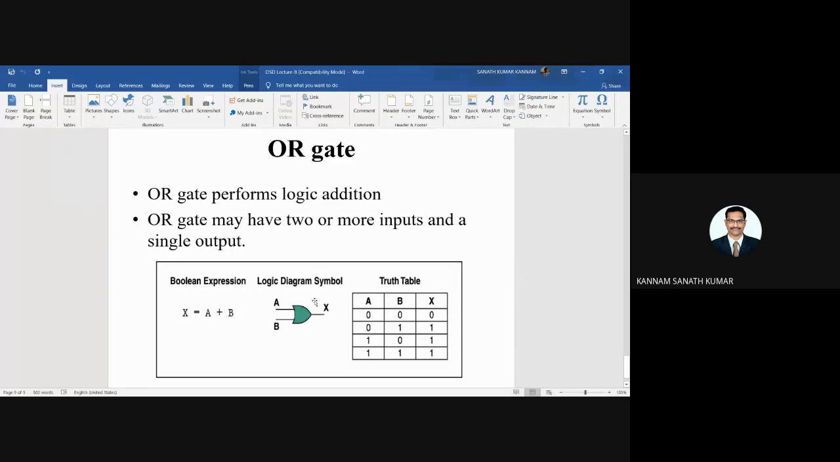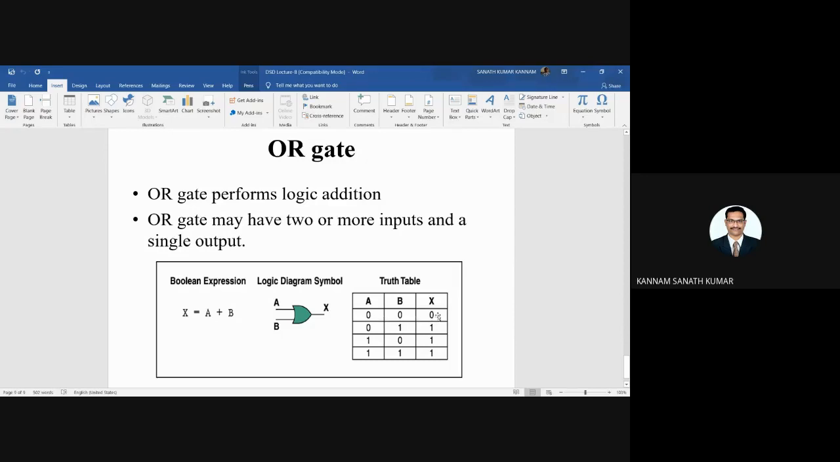This is the logic diagram symbol, having two inputs A and B and output x. If you observe the truth table, if any of the inputs is 1, the output is 1, irrespective of the other input. When A is 0 and B is 0, when both are 0, you are getting 0.